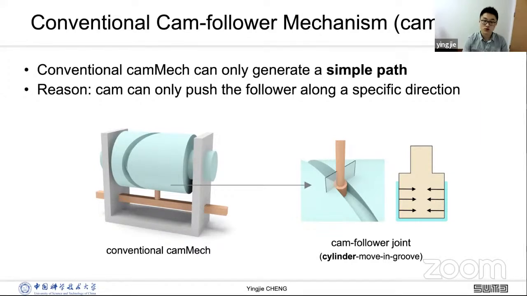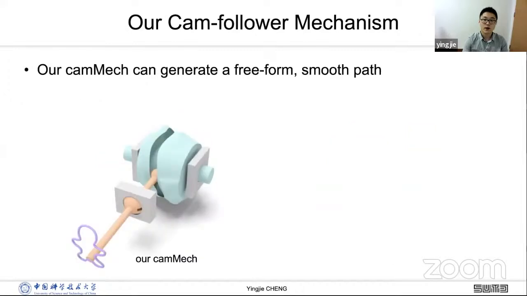Simple force leads to simple motion. Inspired by this observation, we propose a new 3D CamFollow mechanism that can generate a free-form, closed, smooth path. In this example, our CamMech can generate a gingerbread man.